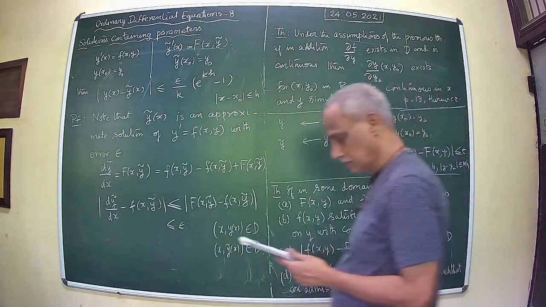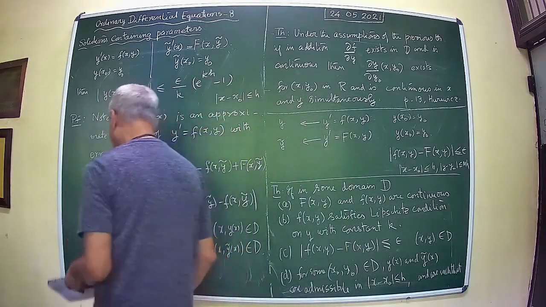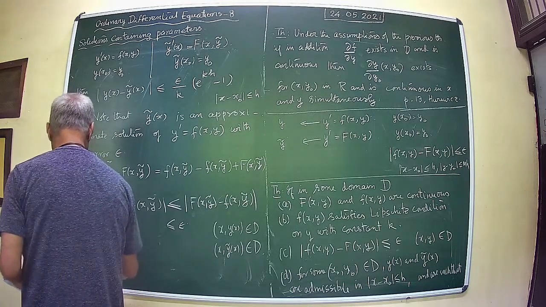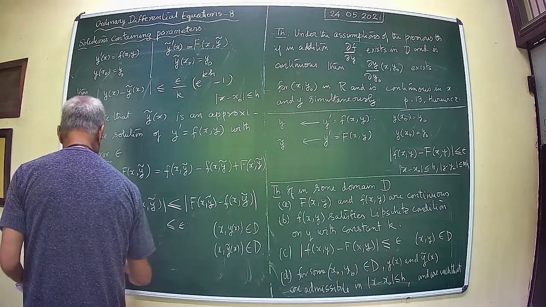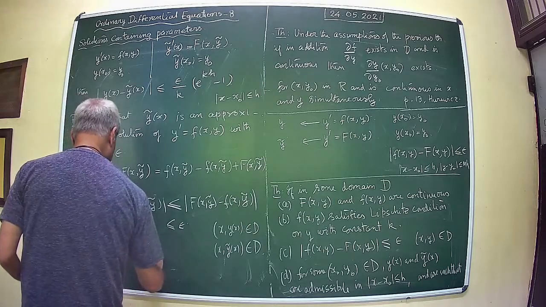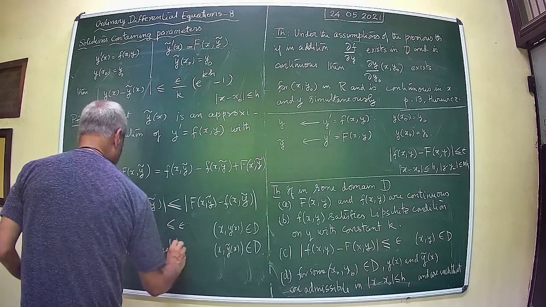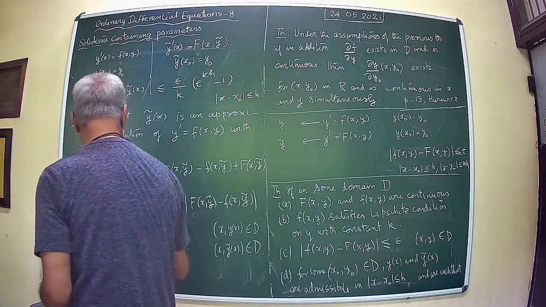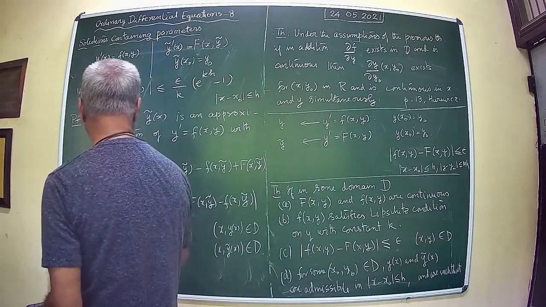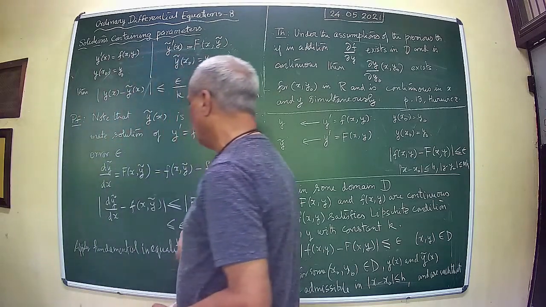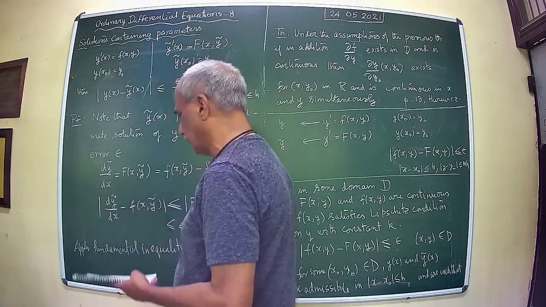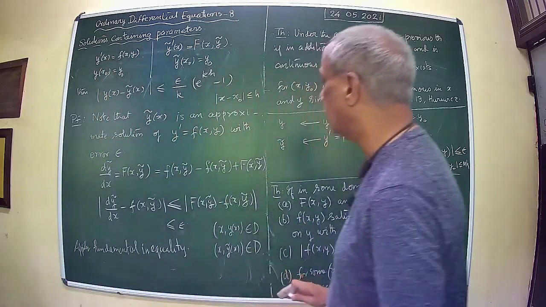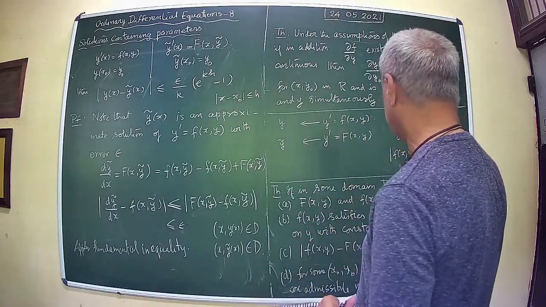Okay. And now what do you have? So you apply the inequality. Then what you get is d y tilde by dx minus f of x, y tilde is less than or equal to epsilon, whereas y is an exact solution of this. Therefore, and both satisfy the same initial data, in the inequality the first term will not matter.